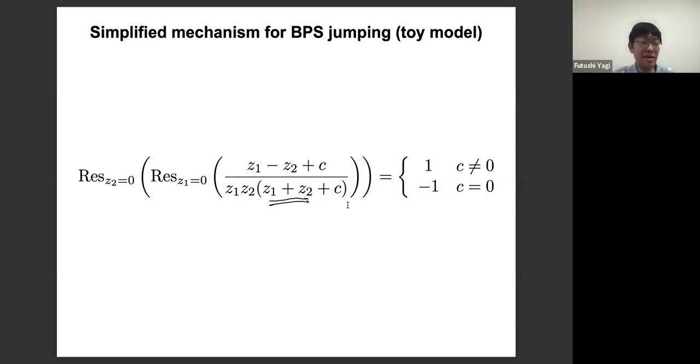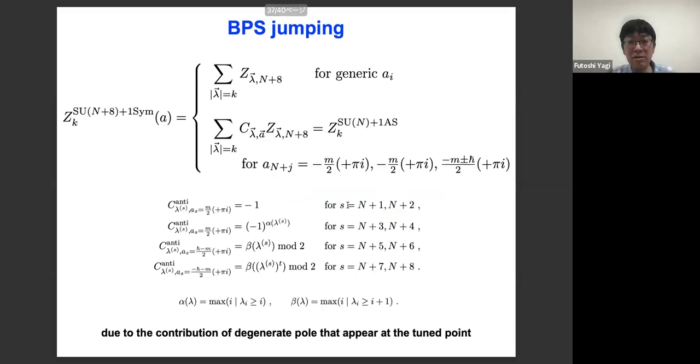So this is actually happening in the computation of the Nekrasov partition function when we compute the residue. That's why this kind of non-trivial jump can happen when you compute the partition function explicitly. And if you tune the parameter, this kind of jump can happen. So this was somehow amazing.